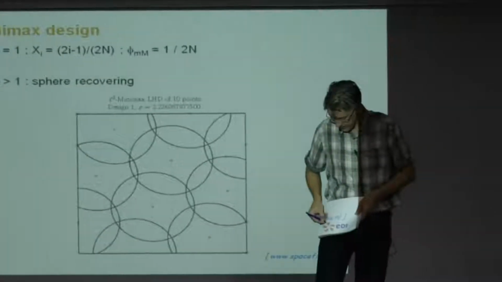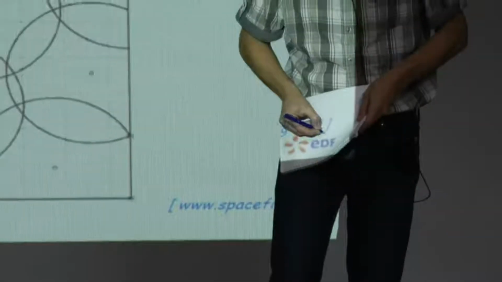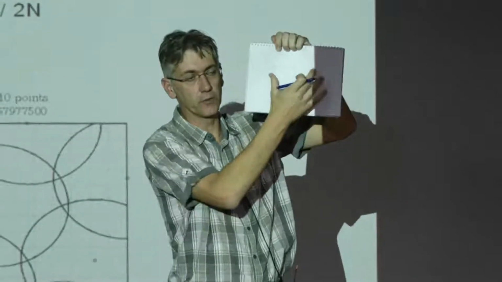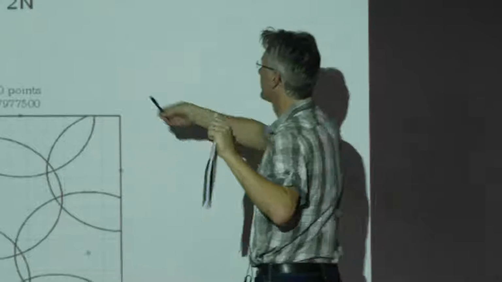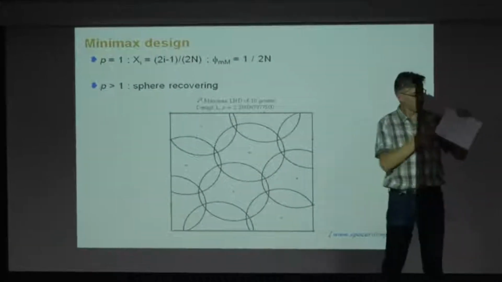I have just a line between 0 and 1. And so what I said, if I want to put 3 points, the 3 points are the following: 1 by 6, 1 by 2, and 5 by 6. Simply, these are the 3 points. So the minimax distance is 1 by 6. This is the distance.